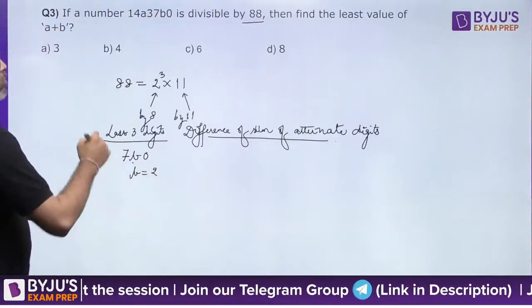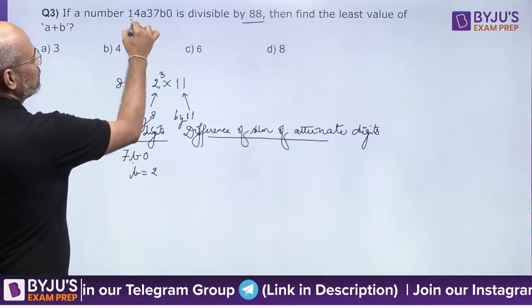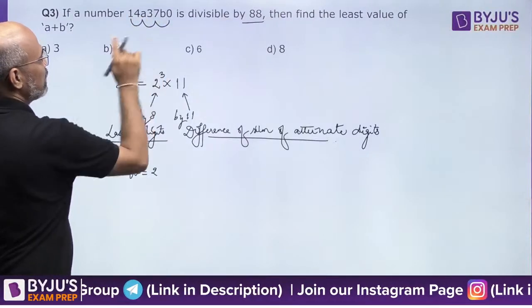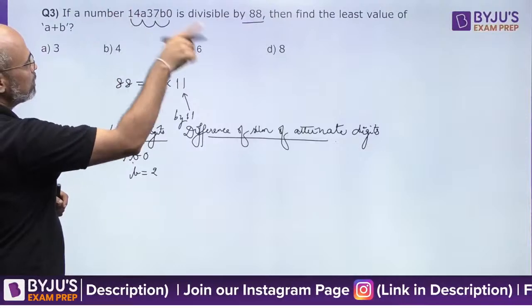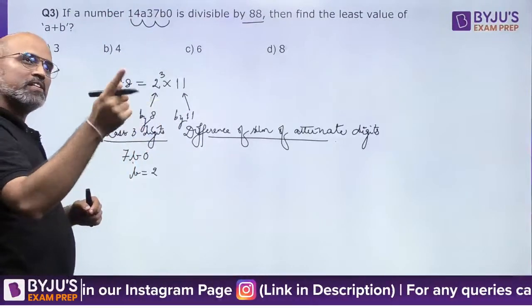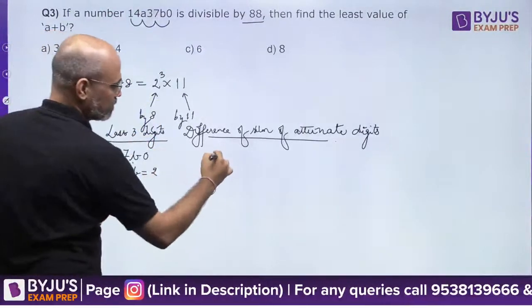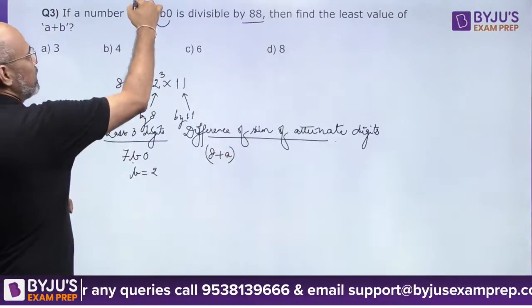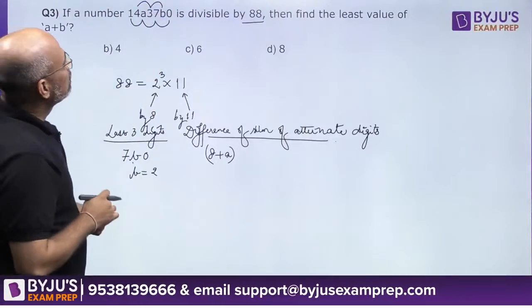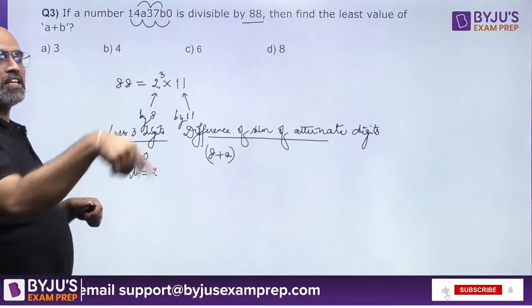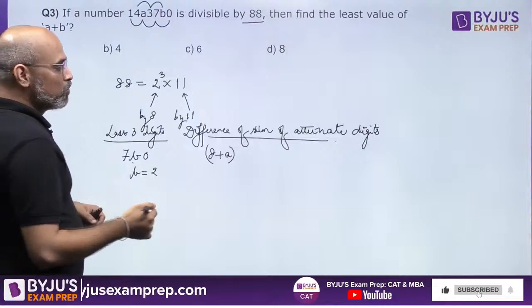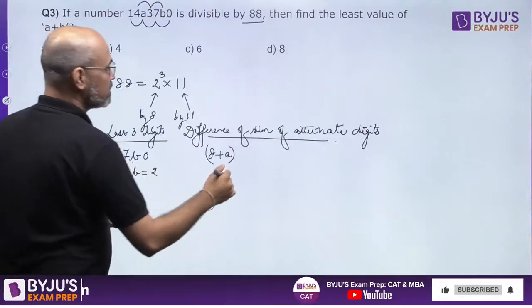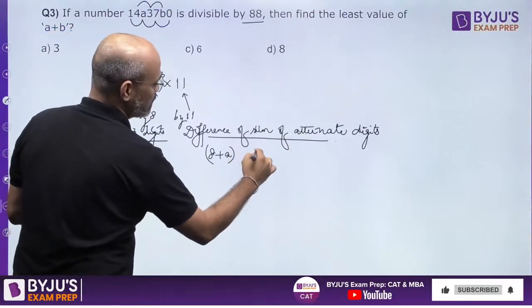Okay? So if I take the alternate ones, I will have 1 plus A plus 7 plus 0. 1 plus A plus 7 is 8 plus A. And if I take the remaining alternate digits, this is going to be 4 plus 3 plus B, right? 4 plus 3 plus B is going to be 7 plus B.